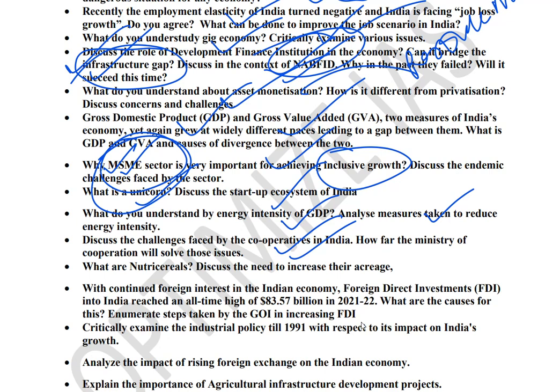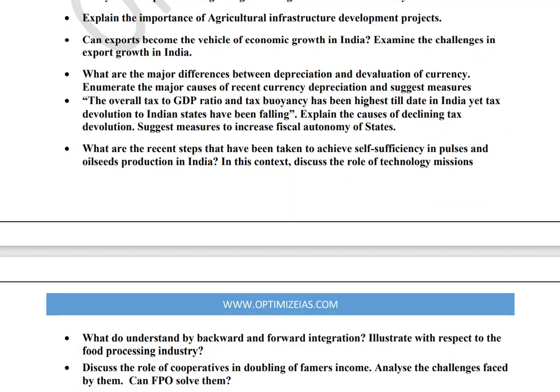Take it from me, one question on cooperatives will come this year, either from GS paper 1, where it will come in the post independence India, or it can come in GS paper 3, or it can come in essay. Okay guys, very important.